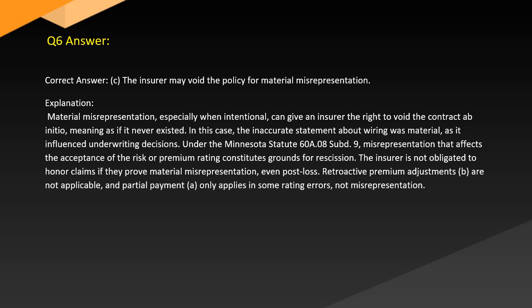Under Minnesota Statute 60A.08 subdivision 9, misrepresentation that affects the acceptance of the risk or premium rating constitutes grounds for rescission. The insurer is not obligated to honor claims if they prove material misrepresentation, even post-loss. Retroactive premium adjustments (B) are not applicable, and partial payment (A) only applies in some rating errors, not misrepresentation.